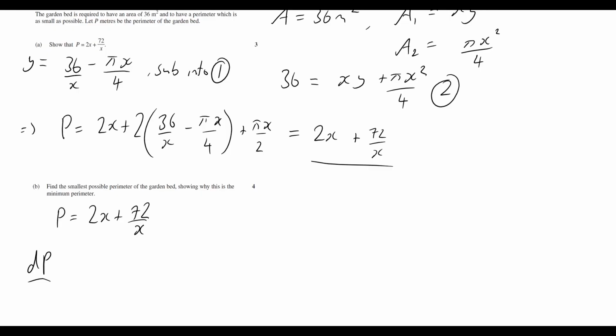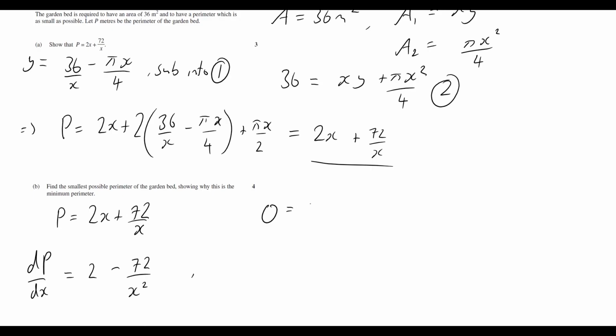Now let's take our first derivative. So dP/dx is now just going to be equal to 2 minus 72 over x squared. Okay, so what do we know now about this formula here? Well, we know that we want to have this at a minimum. So we know that therefore that means that we want to have dP/dx equal to 0. So let's quickly see what that will become now.